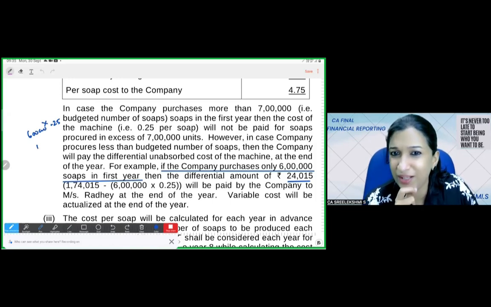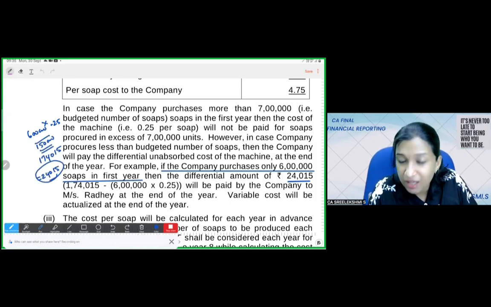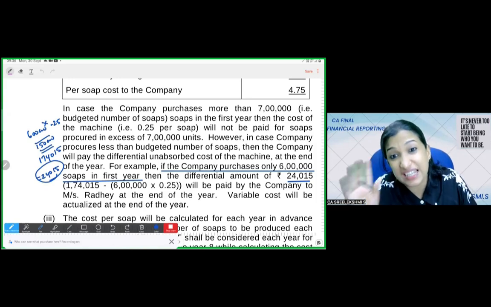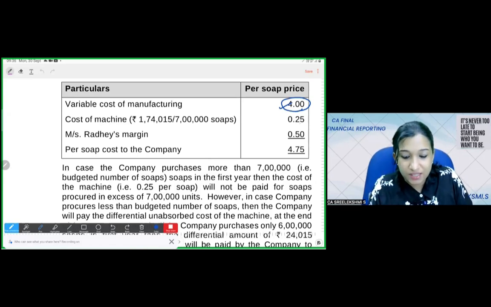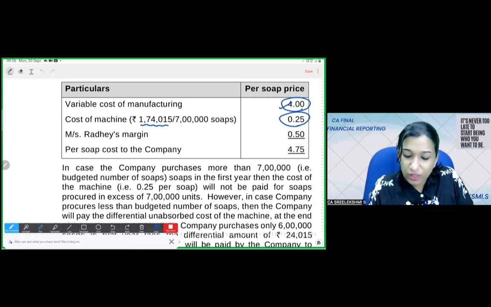Did you understand? See what they're telling us. Variable cost of manufacture: for manufacturing soap, my cost is only 4 rupees. But to use that asset, my cost for the asset, maybe like the depreciation concept, my fixed cost of asset is 1,74,015 per year divided by 7 lakhs. This is the cost they have arrived at for the cost of machine. So if you buy only 6 lakhs, 6 lakhs into 0.25 is not sufficient. So the balance unabsorbed amount also has to be paid by the company.